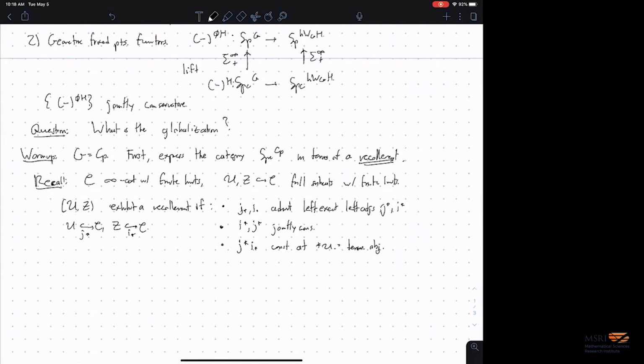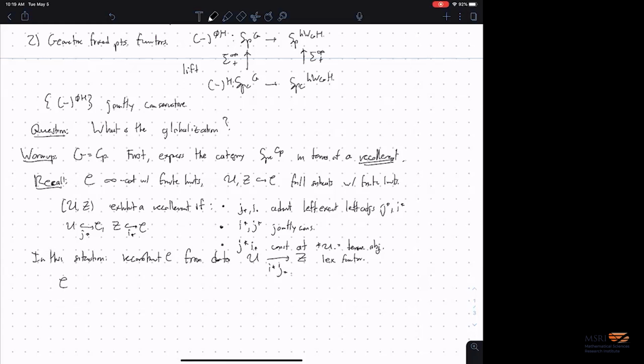So in this situation, we can reconstruct C from the data, of course, of U and Z, but together with a functor, which we call the gluing functor between them, which is the functor i^* j_*. This is a left exact functor.